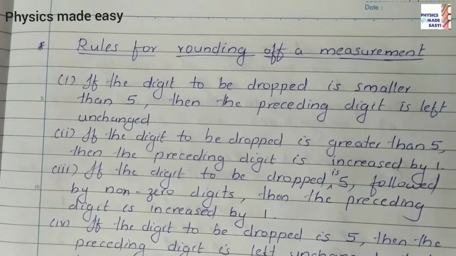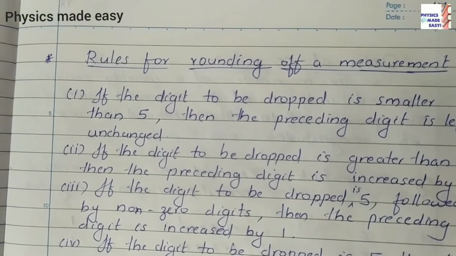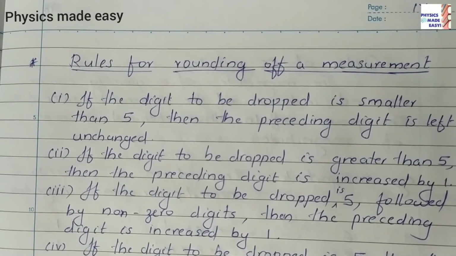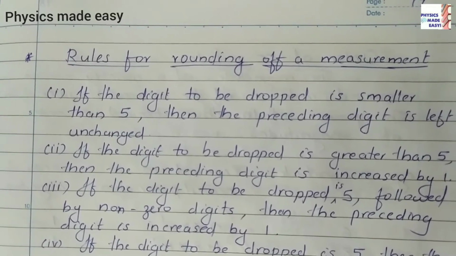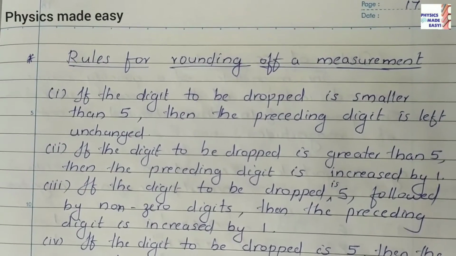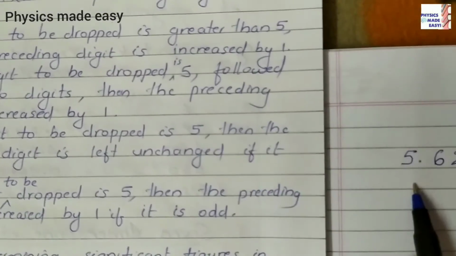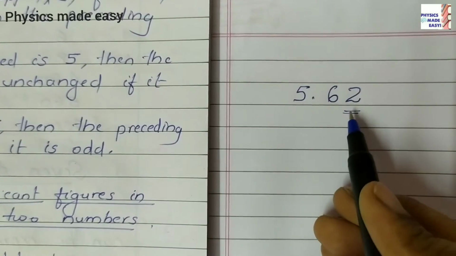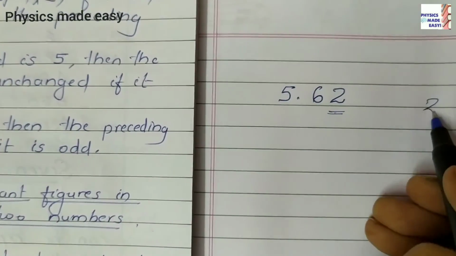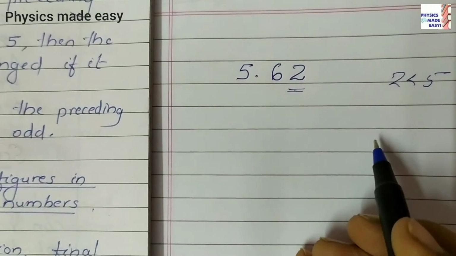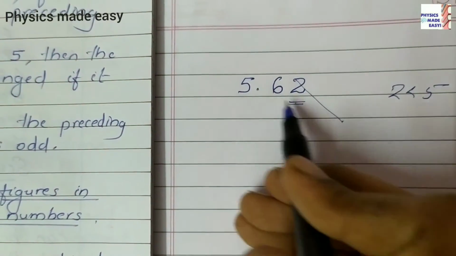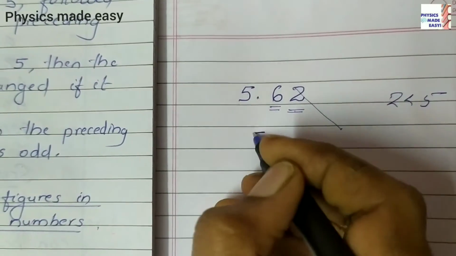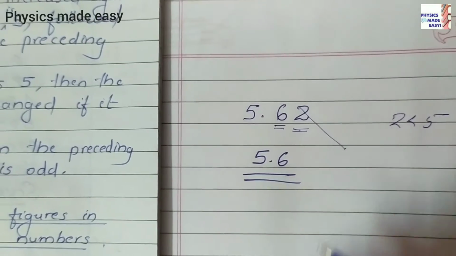Rules for rounding of a measurement. Children, you know how to round off a number. So here we have some rules. Let us see what they are. If the digit to be dropped is smaller than 5, then the preceding digit is left unchanged. Here you can see an example, 5.62. If you want to drop this 2, here you can see this 2 is smaller than 5. So what can we do? We can drop this number, then here don't make any changes. We can write this as 5.6.